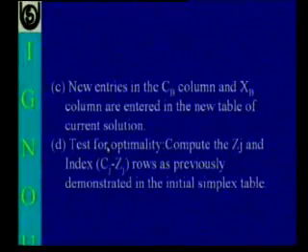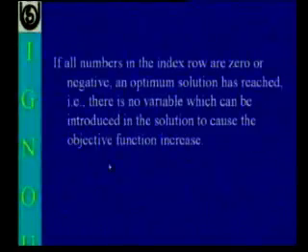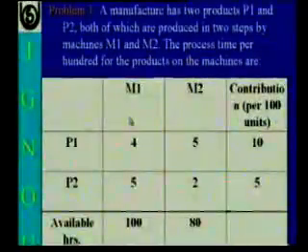And again we test for optimality by computing Zj and Cj minus Zj. If all numbers in the index row are 0 or negative, then we have reached the optimal solution. If there is any positive number, then we again repeat the procedure. Now we will come to the problem.